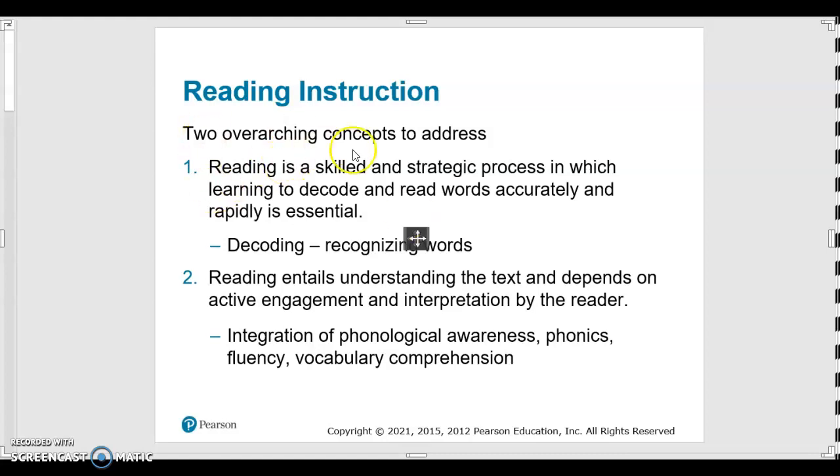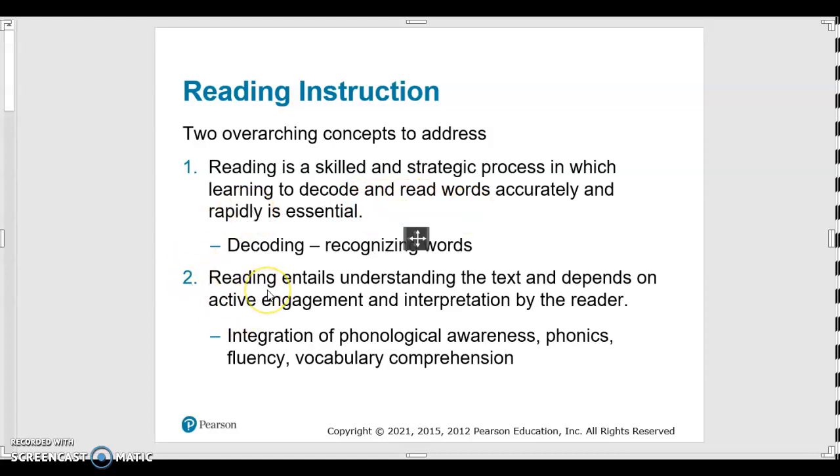So a couple of overarching concepts to address. Reading is a skilled and strategic process that needs to be taught, in which learning to decode and read words accurately and rapidly is essential. So decoding is the same as recognizing words. Basically, reading must be taught. We have to learn to decode and read words accurately and rapidly and fluently.